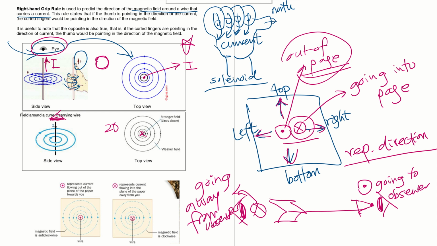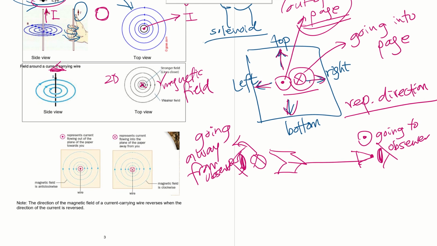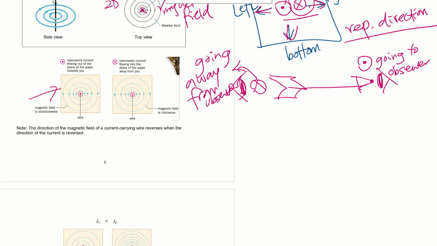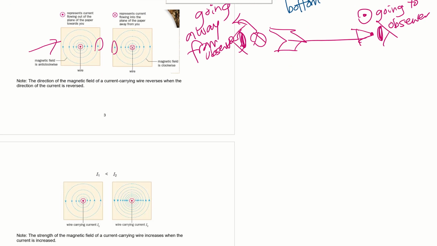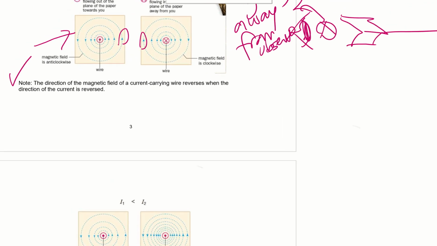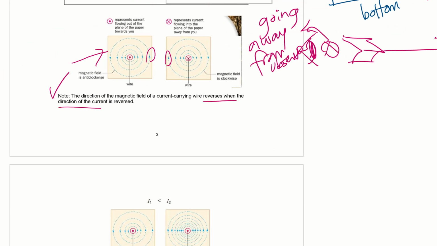So now your thumb should be pointing into the paper, towards the paper, and not towards yourself. When you do that, you'll see that your fingers are pointing in a clockwise direction, and now the clockwise direction represents the magnetic field. Please try these two examples and see whether you can get the magnetic field's direction. It's very important. Please take note that the direction of the magnetic field of a current carrying wire reverses when the direction of the current is reversed.